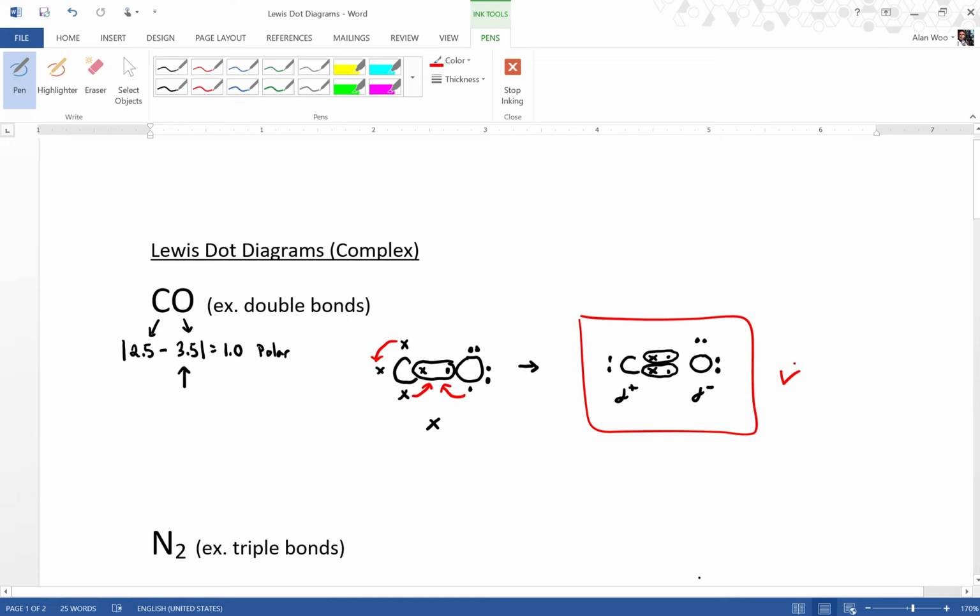So for double bonds and triple bonds, you always have to have the electrons between the two atoms. Usually I recommend that you draw these in pencil so that you can erase whenever necessary.